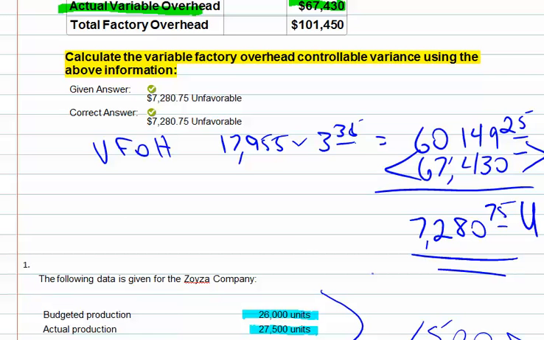So my answer there for the variable factory overhead variance, the controllable variance, if you will, is going to be what I should have had for the variable factory overhead compared to what my actual variable factory overhead costs were. Since the actual variable factory overhead exceeded my plan, it's going to be unfavorable.